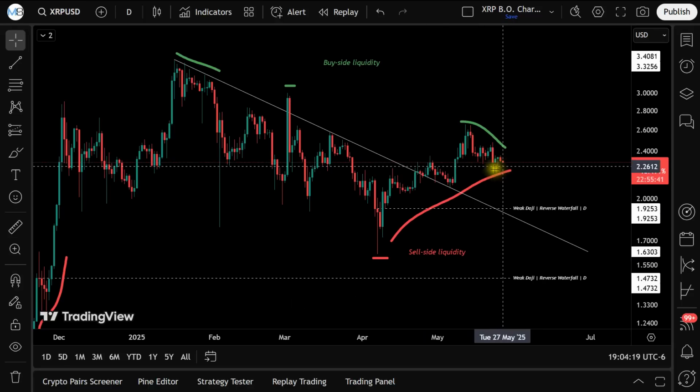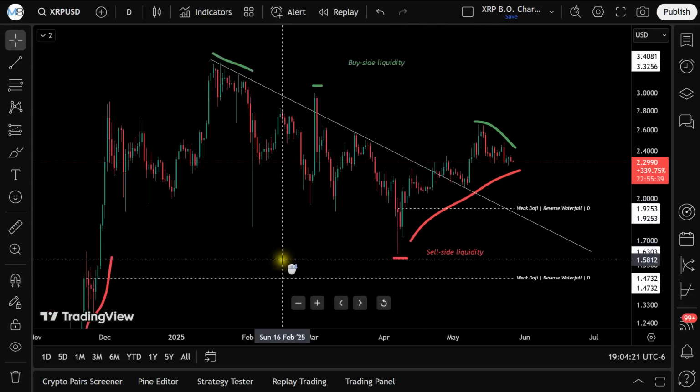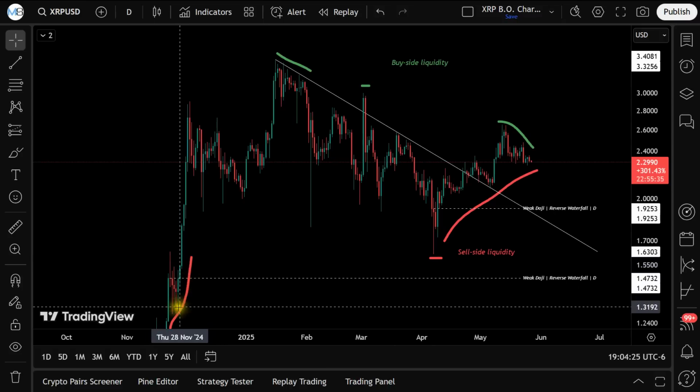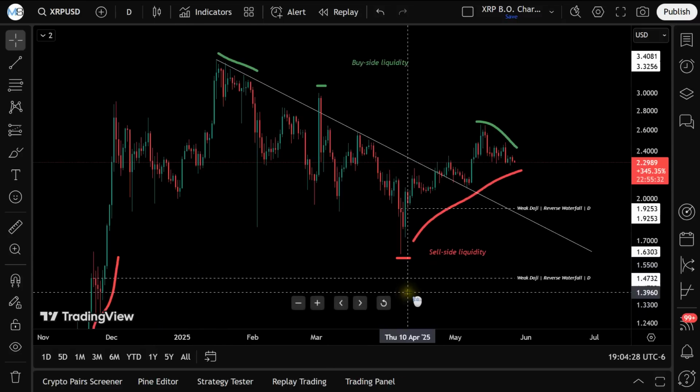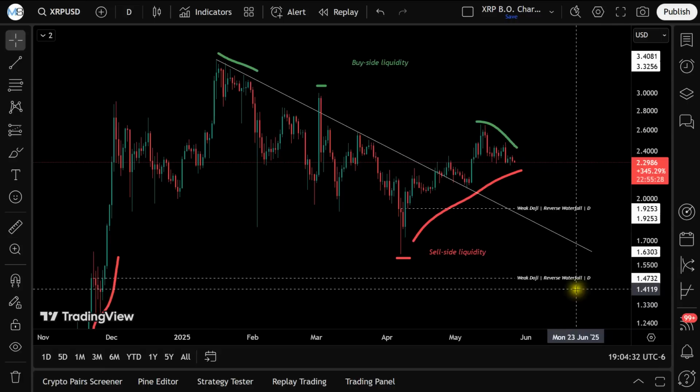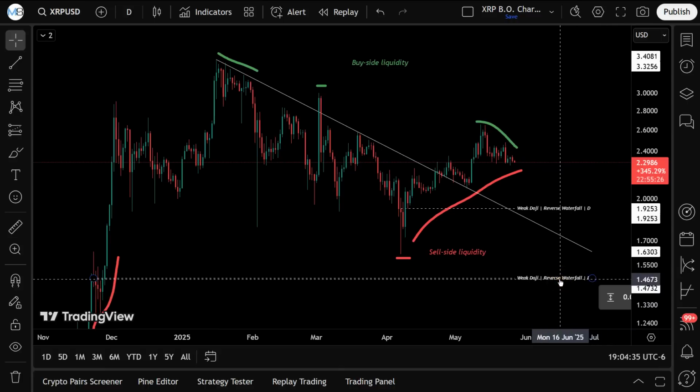And if this liquidity right here does not suffice, it is very possible that it could come and lap up this last little bit down here as well. And I know that it's hard to believe that price could come down to this $1.47 level, taking out this weak doji reverse waterfall on the daily, but it is possible. I'm not saying it's going to happen, but it is possible.